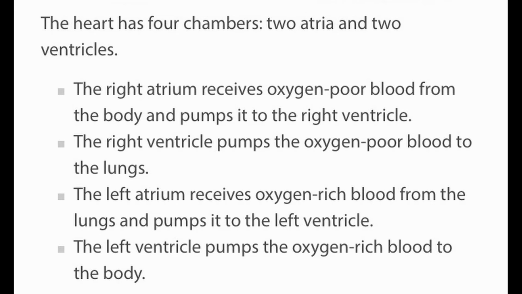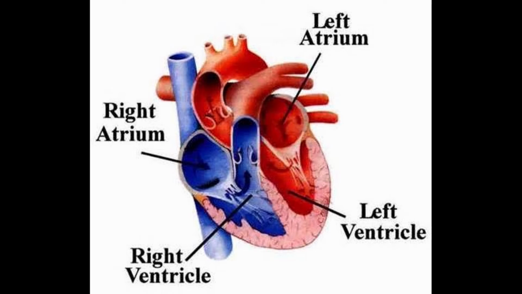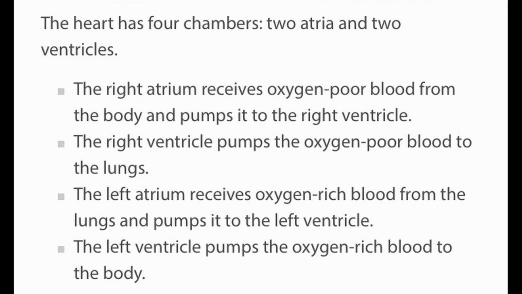Then the second one is the right ventricle. At the lower part there is the right ventricle. It receives deoxygenated blood from the right atrium via the right atrioventricular orifice, the orifice between the right atrium and the right ventricle. From there the blood is sent to the lung via the pulmonary trunk.